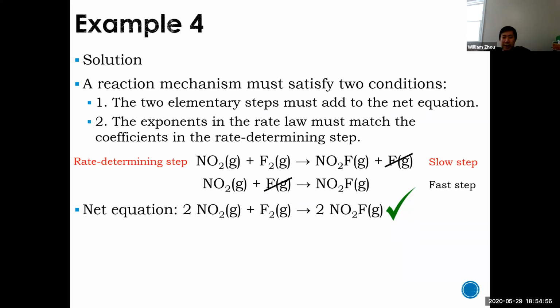Let's check out the second condition, the rate determining step. The rate determining step has NO2 and F2 as the reactants, and the coefficients for both are 1.